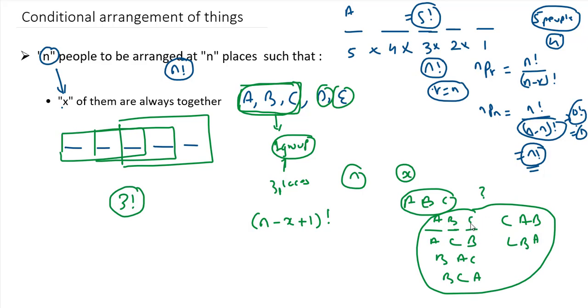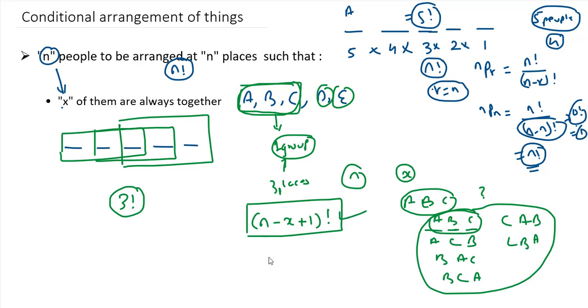If this arrangement is fixed, let's say they are sitting only in this order A, B and C, where A is to the left of B and B is to the left of C, then we do not need to multiply this arrangement with any answer. So the number of ways in which n people can be arranged in n places such that x of them are always together and their internal arrangement is fixed will be given by this formula.